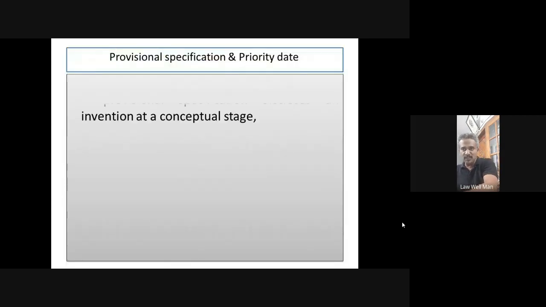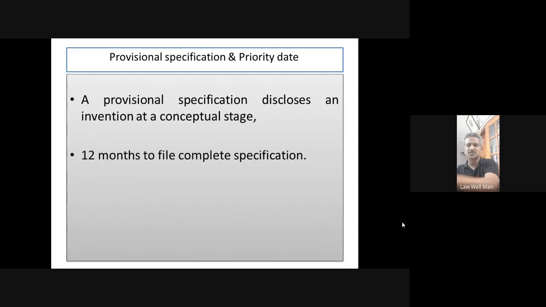Now, for provisional specification and priority date, I just gave you the idea there. The provisional specification discloses an invention at a conceptual stage. 12 months to file complete specification, which is already put across. And the most important thing there is priority date. Priority date is a crucial date as far as the patent applicant is concerned, because it is first come, first served basis usually, unless you can prove that you have certain rights. Your right dates back to a date which is prior to the current priority date of the person concerned.